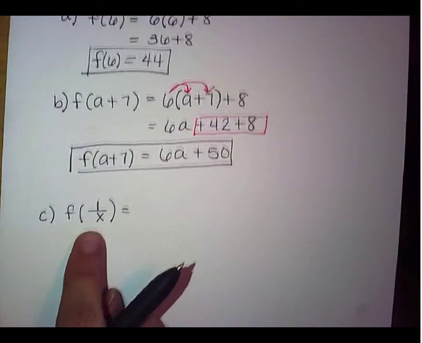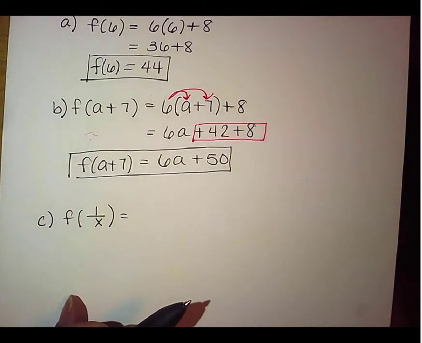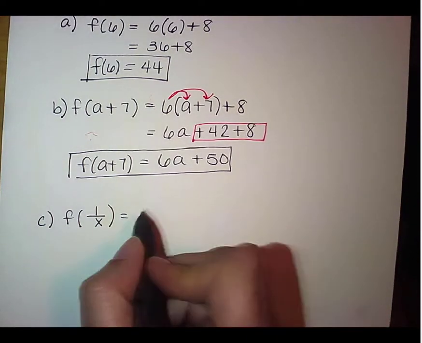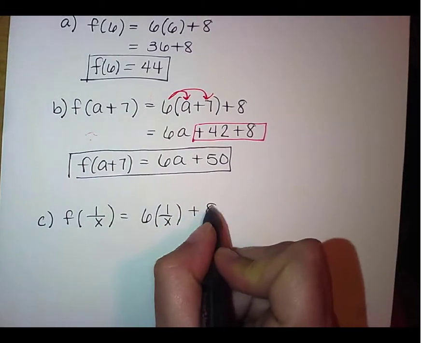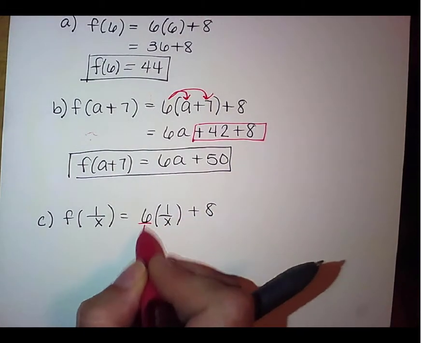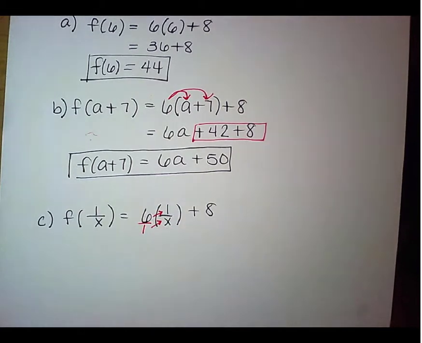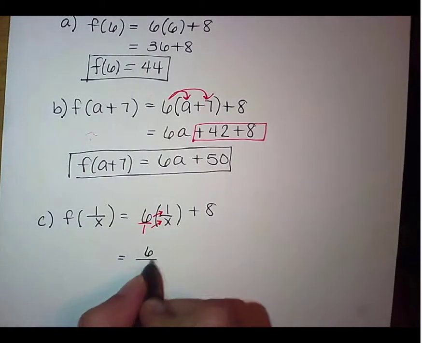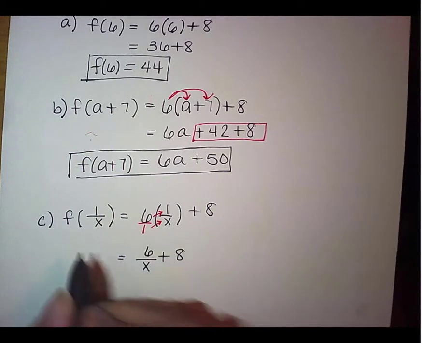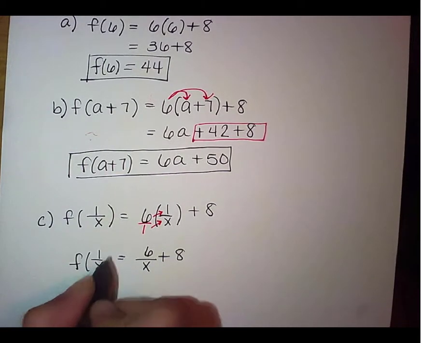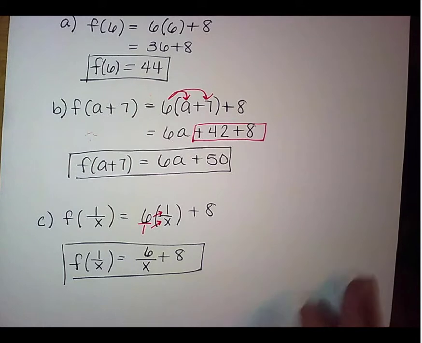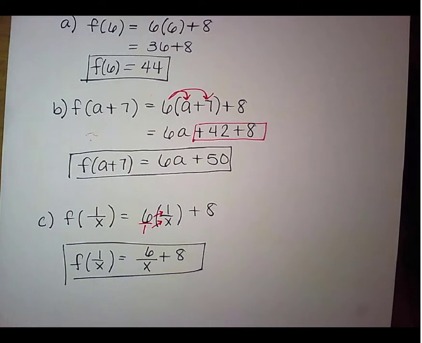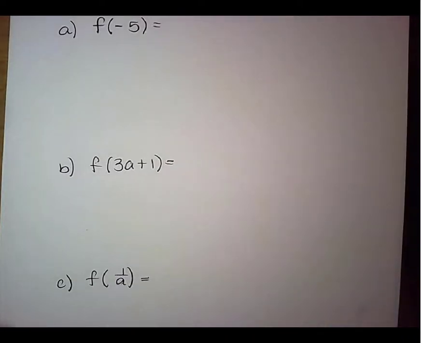Okay, so example number 3, again, I'm still using my same function from above, the 6x plus 8. Now I'm going to put in 1 over x, so I've got 6 times 1 over x plus 8. Again, I'm going to go ahead and place the 6 over 1 and multiply straight across. So that's going to end up giving us 6 over x plus 8, and we're going to stop right there with our simplification, and we end up with f at 1 over x is equal to 6 over x plus 8.